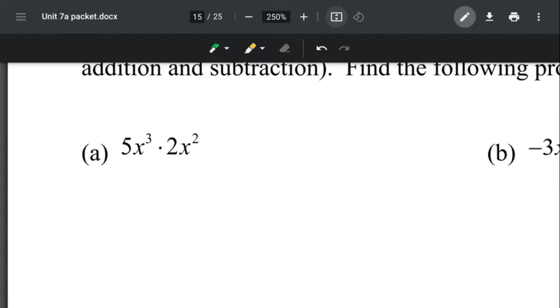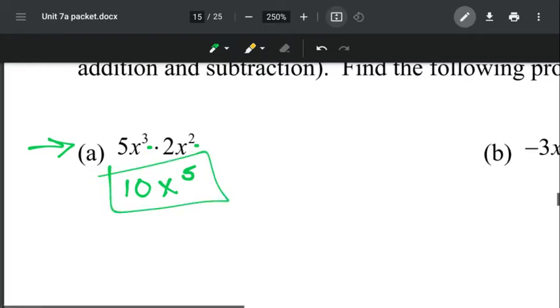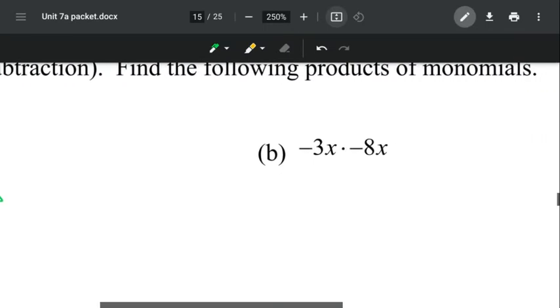So if we have to simplify this, remember we multiply our coefficients, 5 times 2 is 10, and add our exponents, 3 plus 2. Move on over here. Negative 3 times negative 8 is positive 24. And add your exponents and you get x squared.